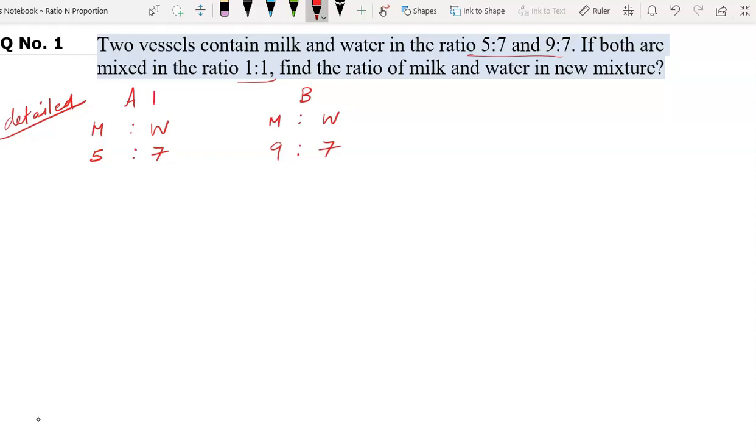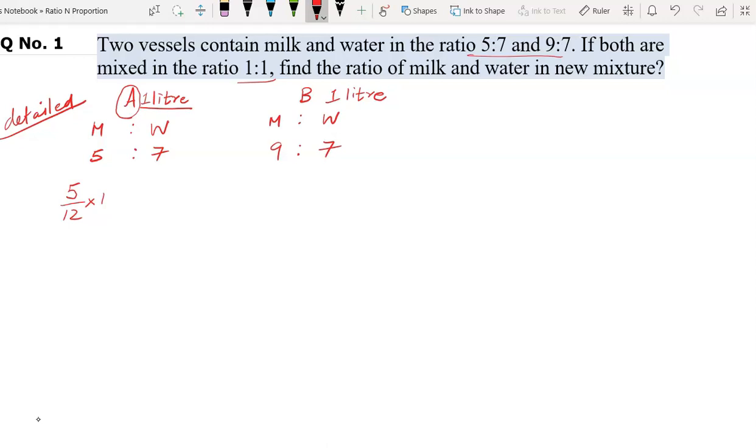So let's say we have 1 liter in vessel A and let's say we have 1 liter in vessel B. Now we need to mix it. So in 1 liter in vessel A, milk will be how much? Milk will be 5. The ratio is 5 and the total is 5 plus 7, which is 12. So 5/12 into 1 represents milk.